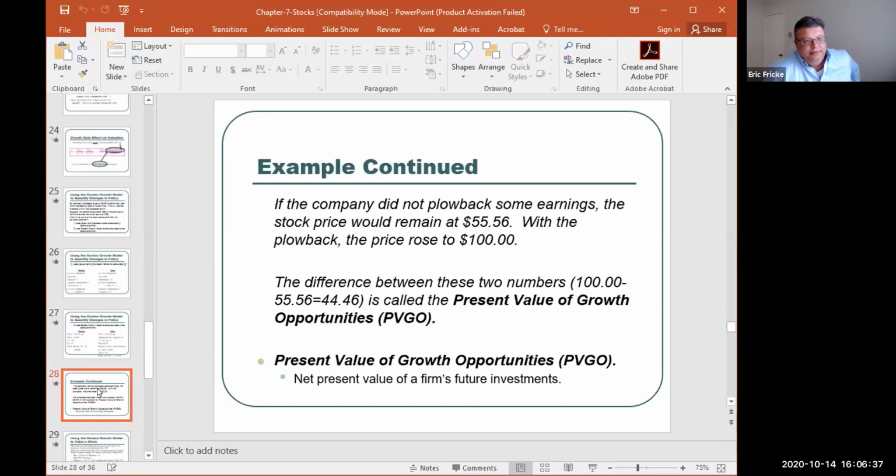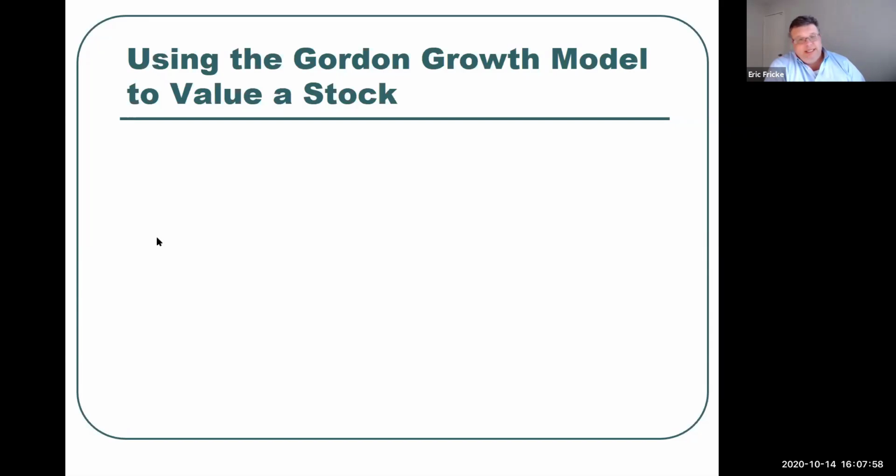This difference in value from $55 up to 100 is sometimes referred to as the present value of growth opportunities. When we looked at the stock at 55, growth was 0. Then when we started plowing back 40% of earnings back into the business, the growth rate went up to 10%, right? So this increase in value from 55 up to 100 is all because of the growth rate going up to 10%. So let's go ahead and do an example here.